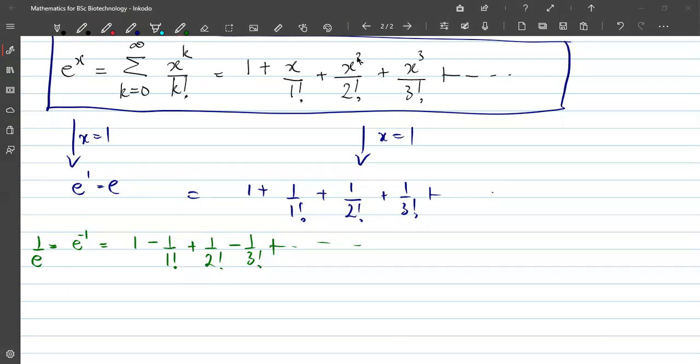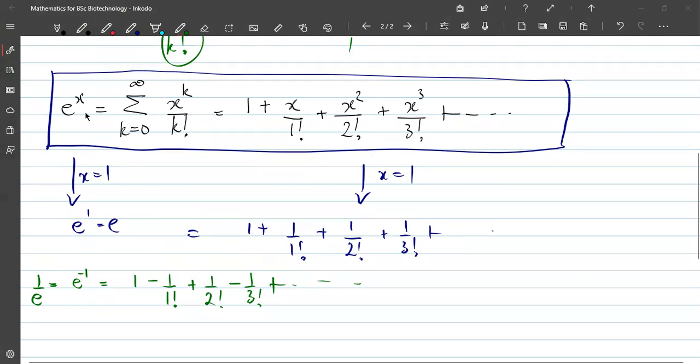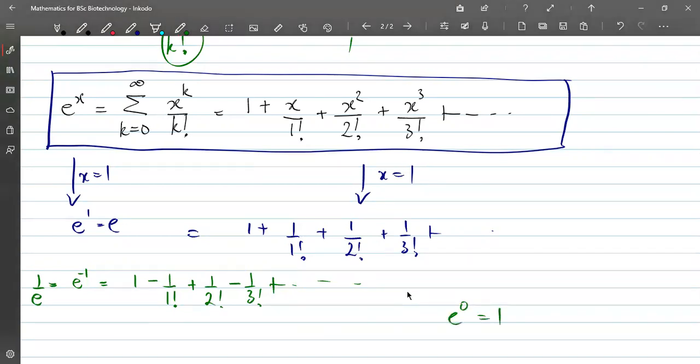E to the power 0 is equal to 1 from this one. In general, we know that if you take any non-zero to the power of 0, you always get 1. So you can also see that from this series. If you set x equal to 0, all of these become 0, except for this, which remains 1. So you're getting 1 plus 0, etc., which is 1. Any questions?